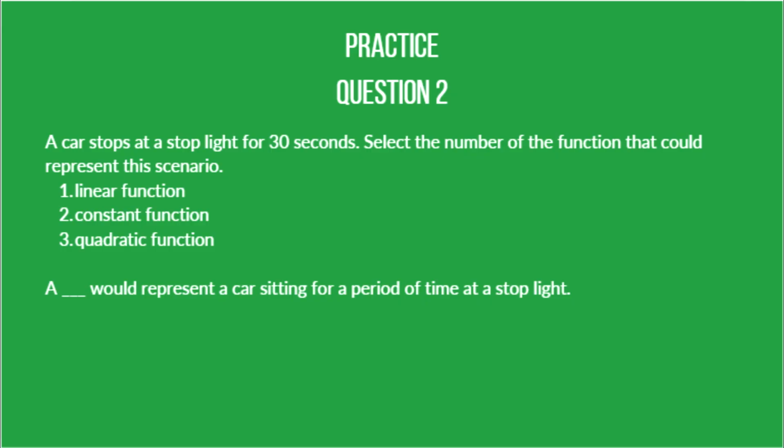All right, here's practice question number 2. A car stops at a stoplight for 30 seconds. Select the number of the function that could represent this scenario. Linear, constant, or quadratic? Speed round. It's a constant function because you're stopped.